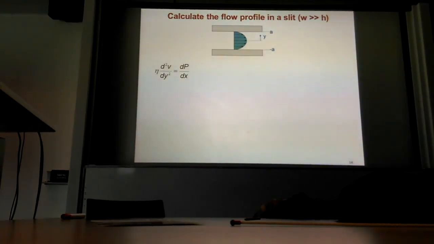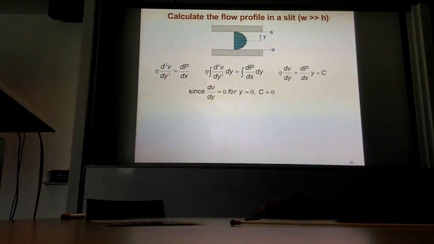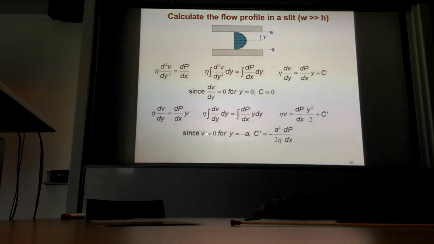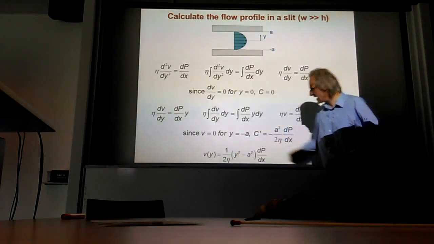I will give you this slide and you can look at it at home. It's basically starting from this one and some boundary conditions. You can integrate it. You know that at this point dv/dy is 0, so there's no change of velocity in the middle of the channel. And the second boundary condition is that the velocity is 0 at the wall. And then you calculate that that is the velocity profile. Note that in the middle of the channel, y is 0, and the velocity is the highest.